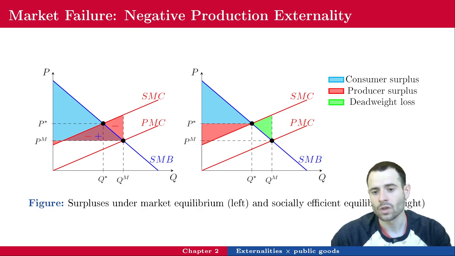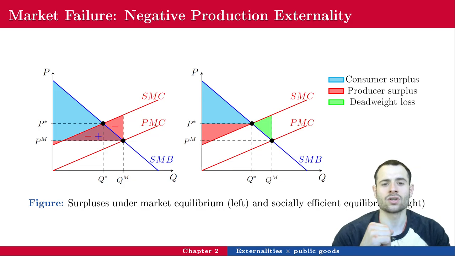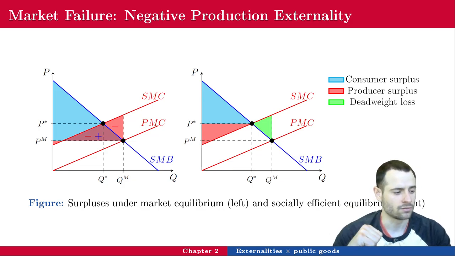Unfortunately, Nutella does not take into account its impact on the rest of the world. So what you're going to see is actually the left graph with PM, QM. That quantity is too high. Because it's too high compared to Q star, that results in an inefficiency. And the area minus here represents the net difference between total surplus on the left and total surplus on the right. So at the end of the day, the only change is going to be in the deadweight loss.